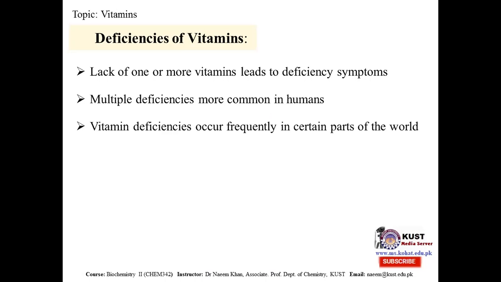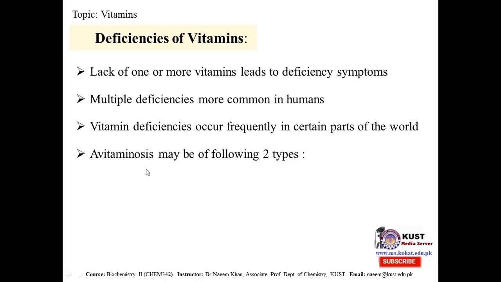For example, usually we see in Africa there is a deficiency of vitamins and there are so many diseases we see there. So the vitamin deficiency is actually related to the different regions of the world because of the deficiency of these vitamins in their diet.